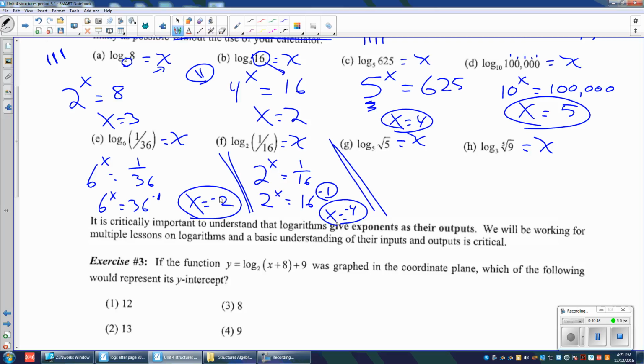The base is the base, 5. The answer is the exponent, and it has to equal the square root of 5. Do we know for a fact that square root means write it to the 1/2 power? So now x equals 1/2.